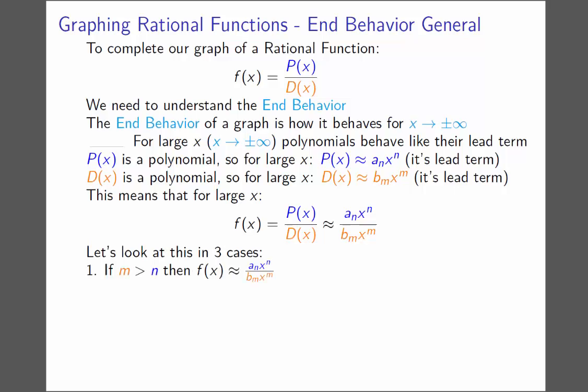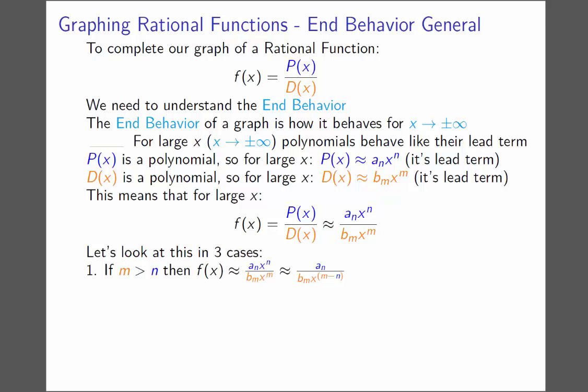In the first case, if m is bigger than n, then our function looks like a_n x to the n over b_m x to the m, just using that p of x looks like its lead term, a_n x to the n, and d of x looks like its lead term, b_m x to the m. Now, we can reduce this because our n powers of x up top will cancel the first n powers of x down bottom, leaving us with just a_n up top and b_m x to the m minus n down bottom.